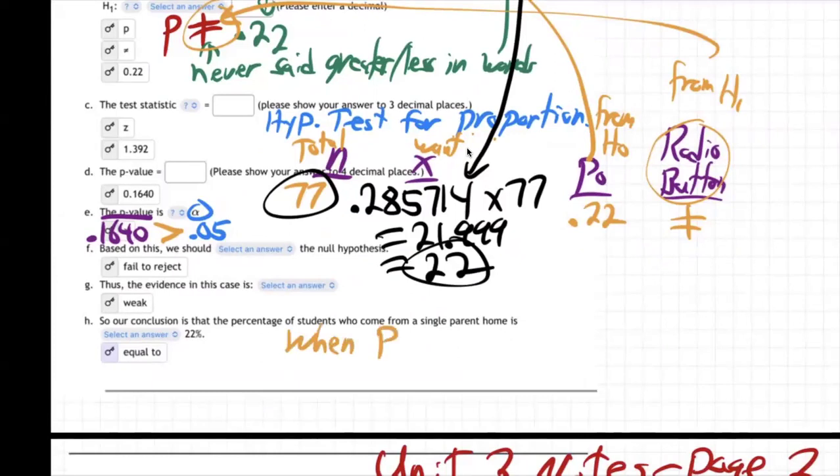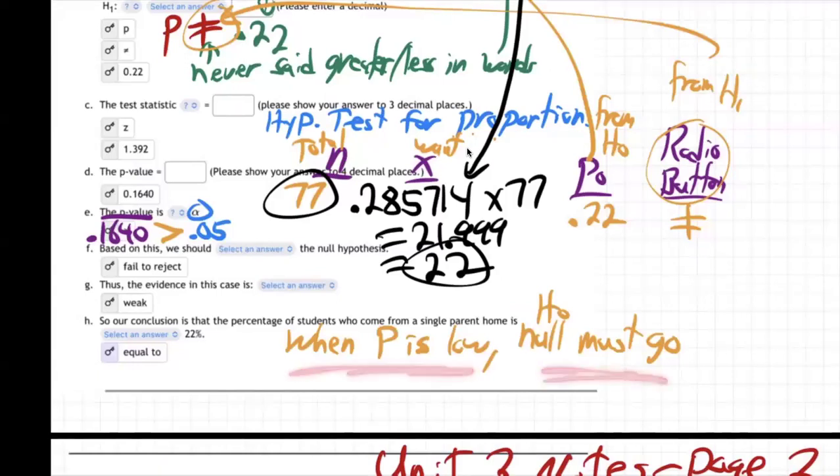When P is low, the null, H0, must go. So that's the rhyming saying that all stats students learn for hypothesis tests. When the P is low, the null must go. But let me add a little bit to be clear. First off, go where? Go away is what we mean.